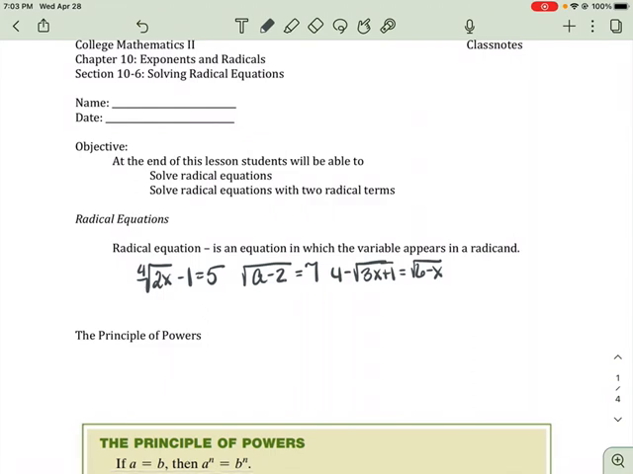But notice the location of the variable. They're all underneath the square root sign, and that's what we're looking for. So how do we solve for x if it's underneath whatever root? Square root, fourth root, fifth root, maybe to the 1/3 power. Okay? So we use a process called the principle of powers.